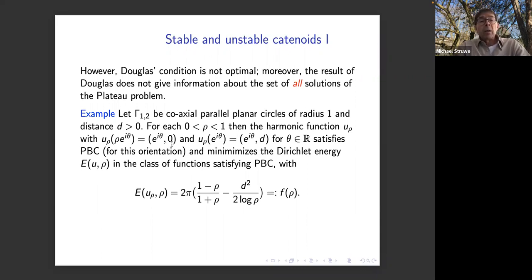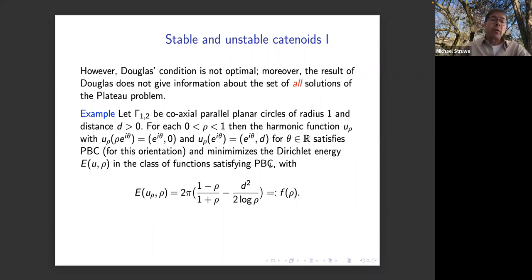So in the model that I just showed, the z-axis is pointing in the horizontal direction. So this is the parametrization on the inner curve, and here we have the parametrization u rho on the outer curve, where the norm of z is equal to 1. So u rho of a point e to the i theta should simply be given by (e to the i theta, d). So the second curve is at a distance d from the first curve.